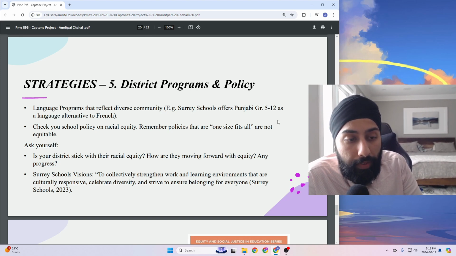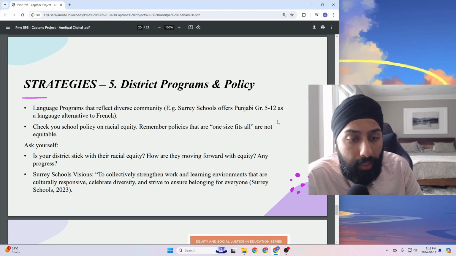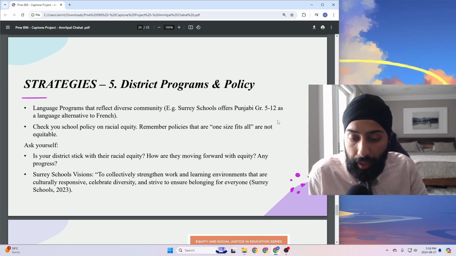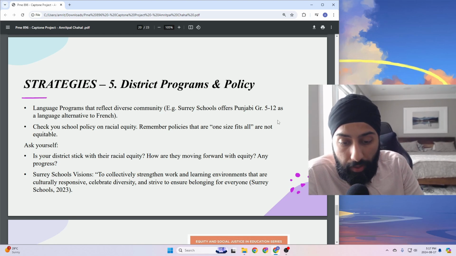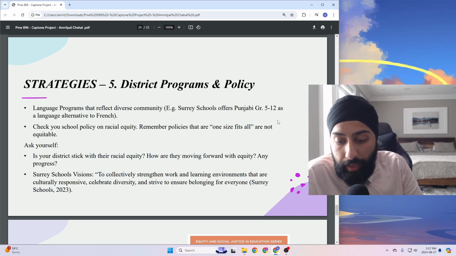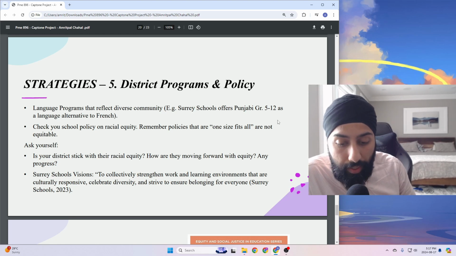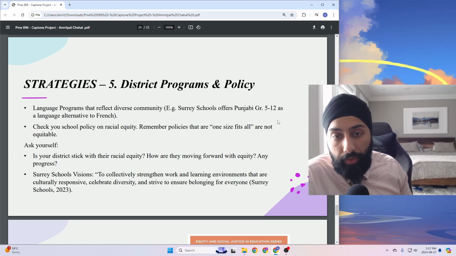In Surrey Schools, their vision is to collectively strengthen work and learning environments that are culturally responsive, celebrate diversity, and strive to ensure belonging to everyone. Now, that's great in theory. And just looking at their plan on their website, they want to strengthen culturally responsive policies. They want to strengthen racial equity and diversity and belonging in schools and the workplace. They want to do more culturally affirming initiatives, and they want to communicate this more efficiently, and they want to understand students and staff through data and research. So they have all these things in mind. Are they doing it?